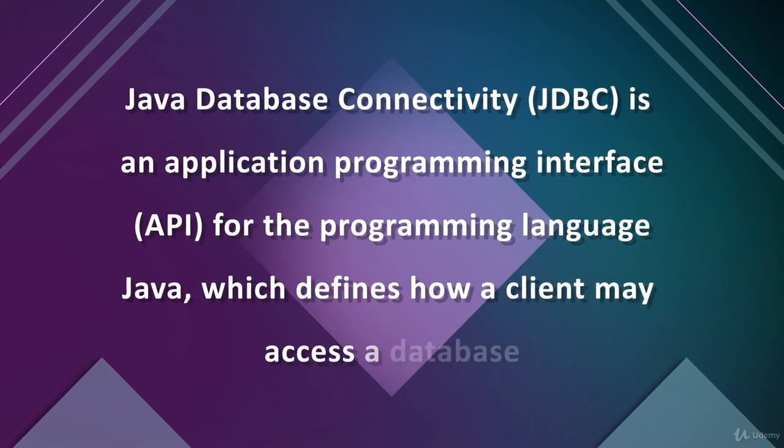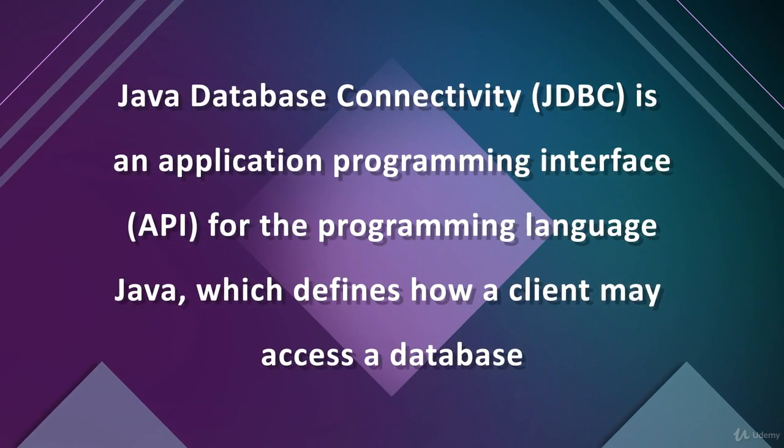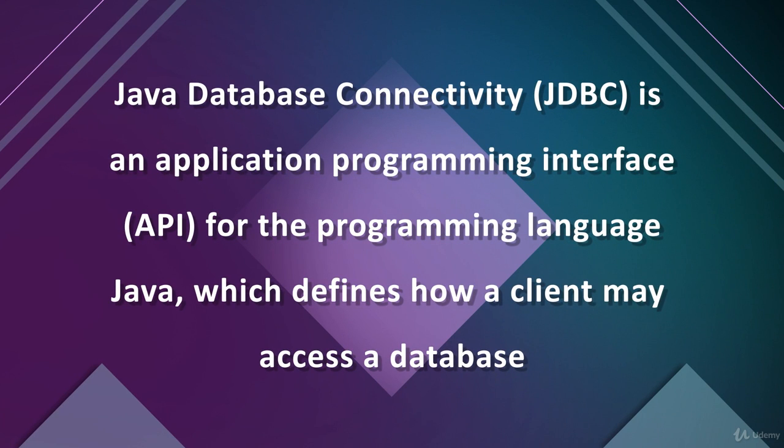Java Database Connectivity, or JDBC, is an application programming interface, or API, for the programming language Java, which defines how a client may access a database. It is Java-based data access technology and used for Java database connectivity. It is part of the Java Standard Edition platform from Oracle Corporation. It provides methods to query and update data in a database and is oriented towards relational databases.